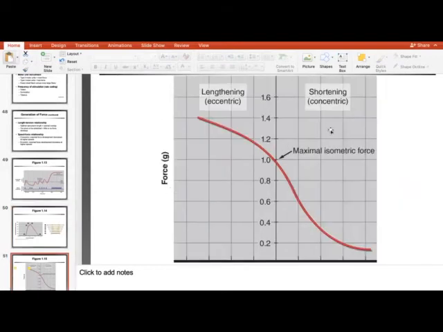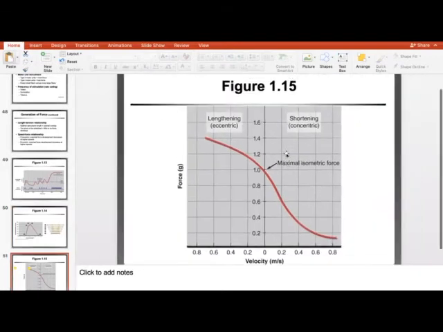So this here is the force velocity relationship, the force velocity curve. All right, so let's just talk about, let's draw on this just a little bit to make it more clear. And let's draw a line down here.